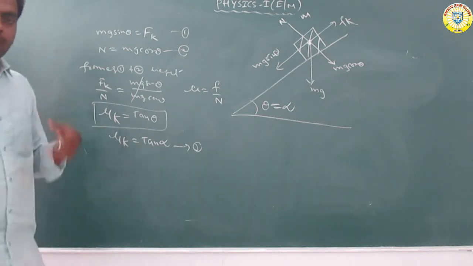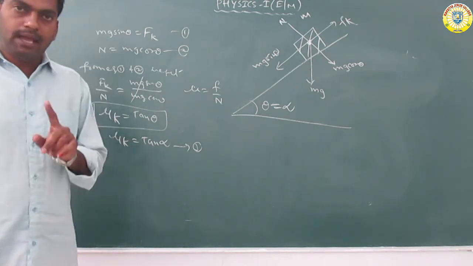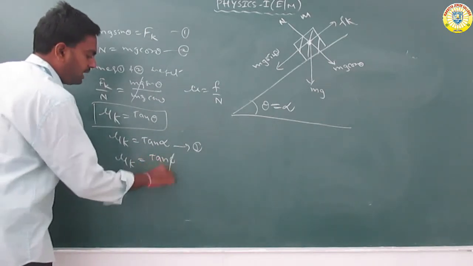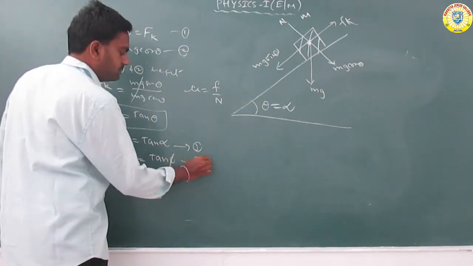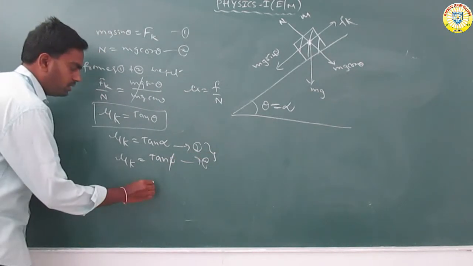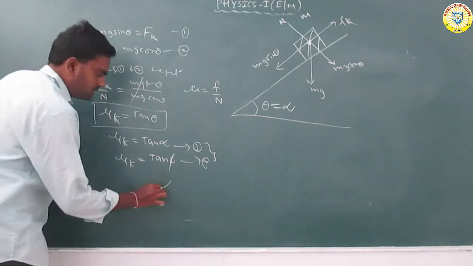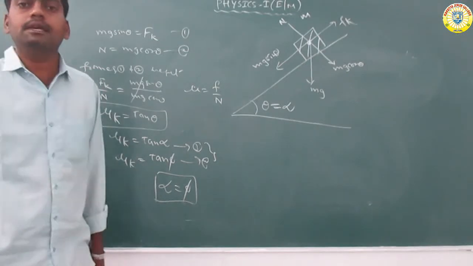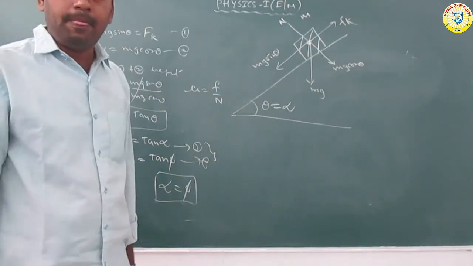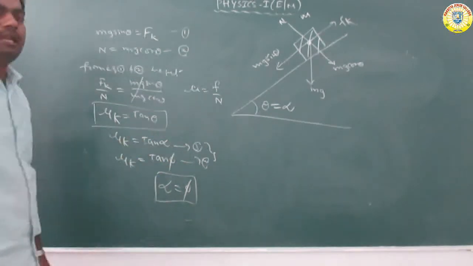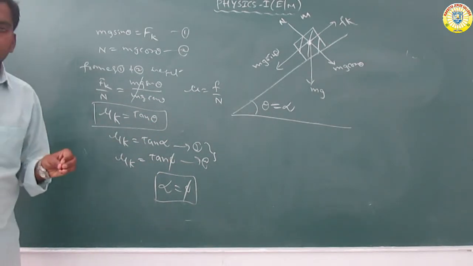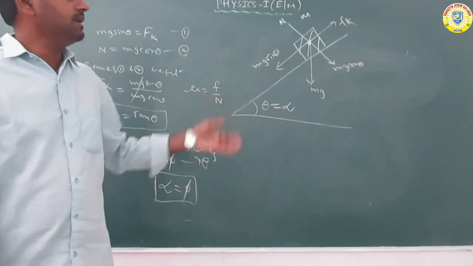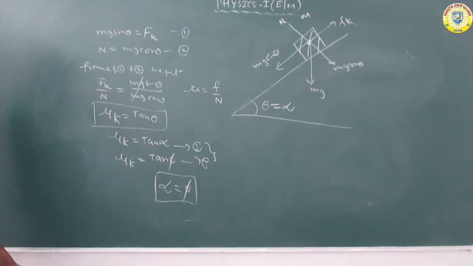But before that, what is the angle of friction? The angle of friction is given by mu k is equal to tan phi. This is called equation 4. Comparing these two equations, tan alpha is equal to tan phi, so alpha is equal to phi. So these two angles are equal on an inclined plane. Got it? This is a very important topic. What is the angle of friction? What is the angle of repose? When these two conditions are equal on an inclined plane, alpha is equal to phi. Got it?